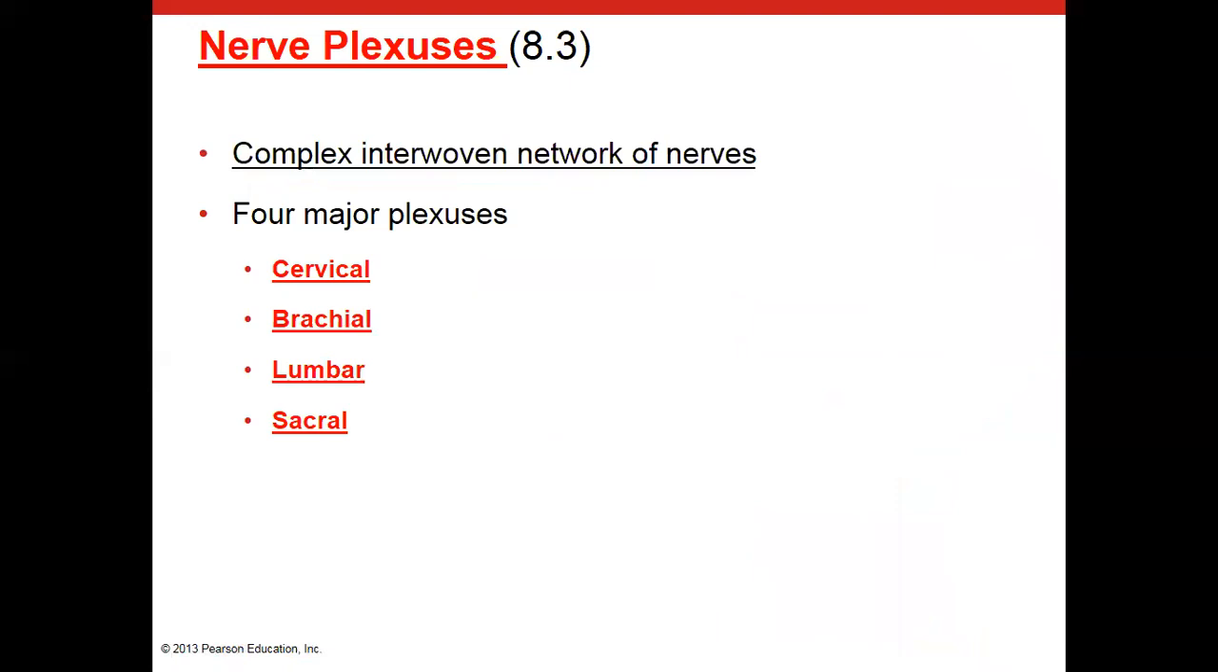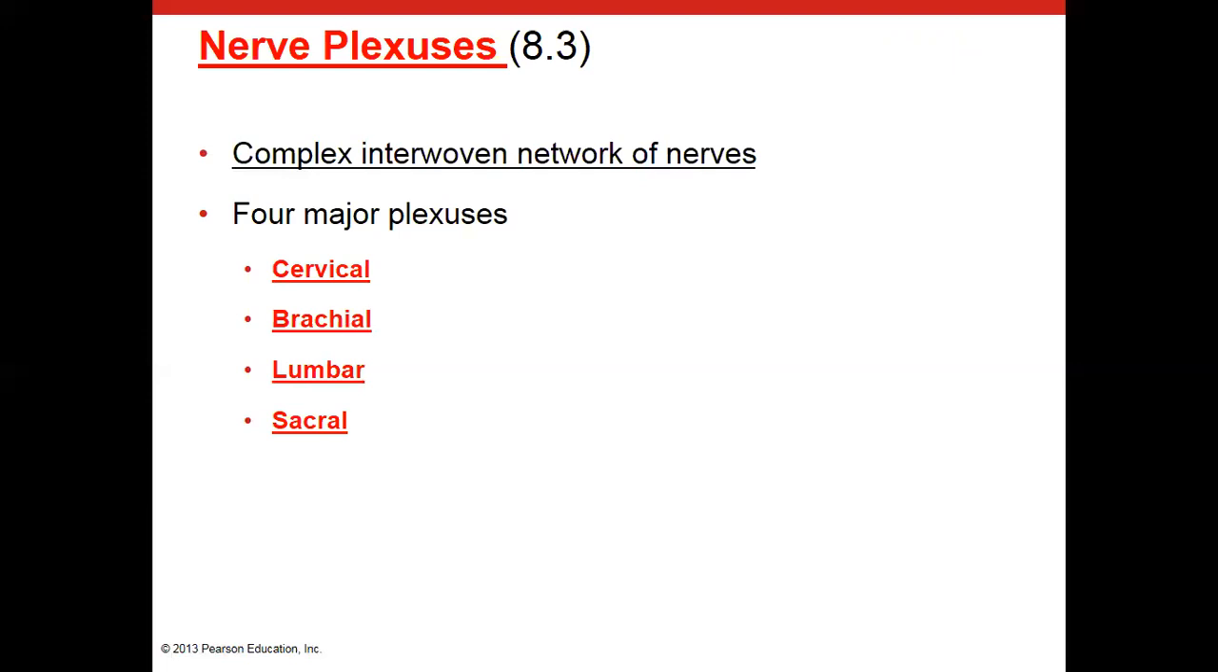So from cranial nerves, we're going to continue to talk about some branches off of spinal nerves. We're going to take a turn back towards the spinal nerves and talk about some of these branches. So we talked about a dorsal ramus and a ventral ramus. Off of the ventral ramus branches a bunch of nerves that interweave with one another. So these complex interwoven networks of nerves are called plexuses, or a nerve plexus.